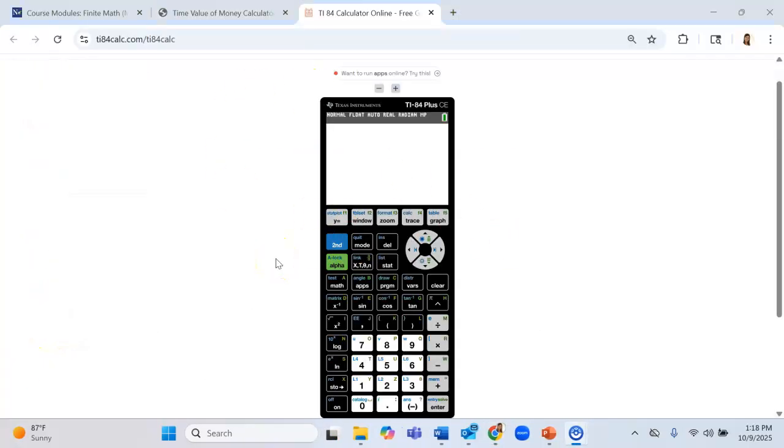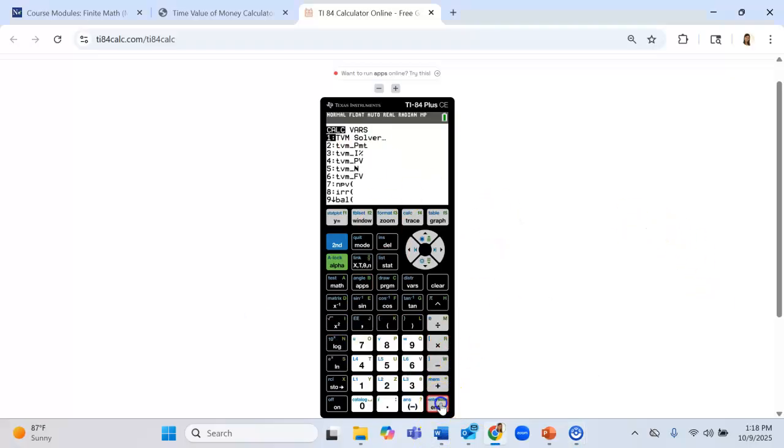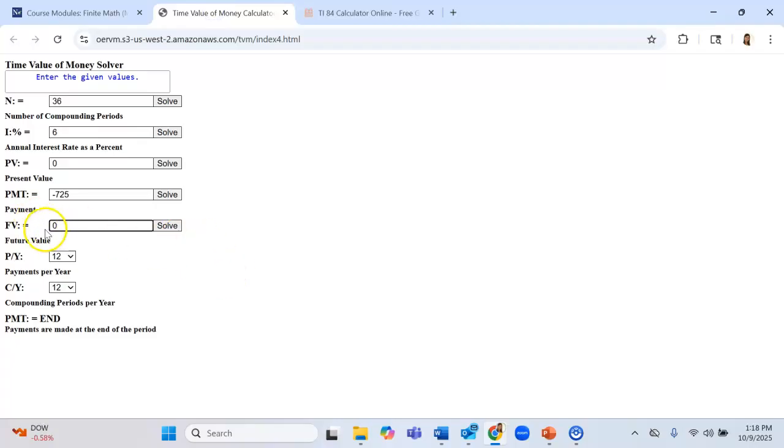If you do have a calculator, to get to the headings, you'll click on Apps. You'll need to make sure that Finance is highlighted. Click Enter. The TVM solver is highlighted. Click Enter, and then you'll put in the same numbers. For our answer, we want to know the future value. For this website, you'll just click Solve, and you can see how much we will have saved after 3 years: $28,518.68.